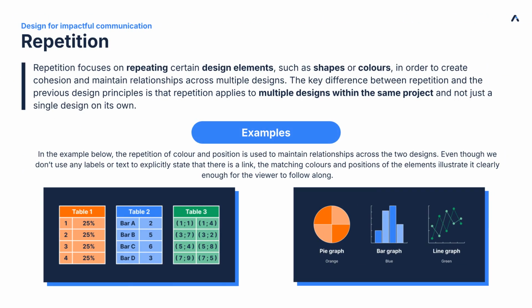Repetition involves repeating design elements like shapes or colors across multiple designs within a project to create cohesion and maintain relationships. This maintains clarity and consistency for the viewer.